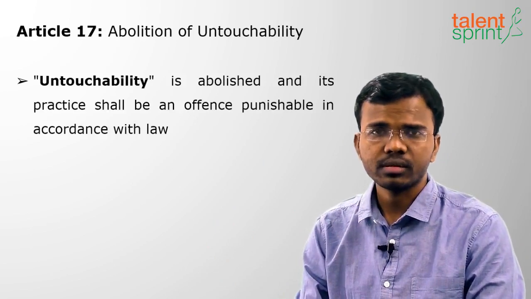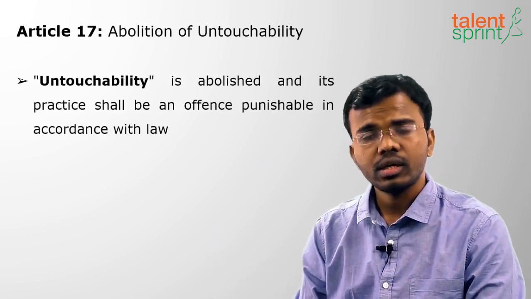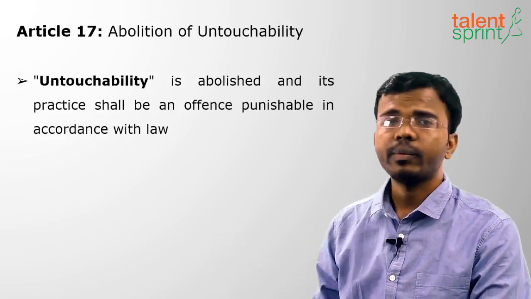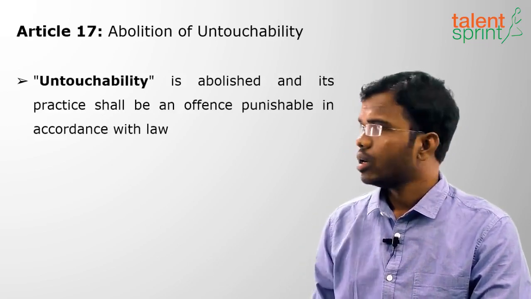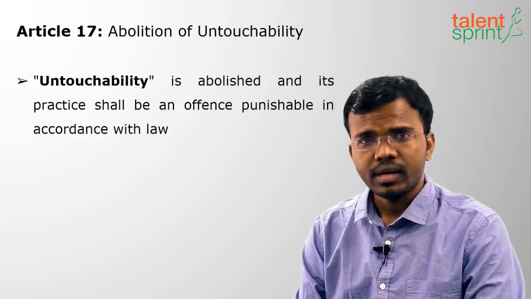There may be punishment. Gandhiji was against untouchability. He also established the All India Harijan Sangh, and Dr. B.R. Ambedkar was a pioneer against untouchability. So abolition of untouchability is mentioned in Article 17.